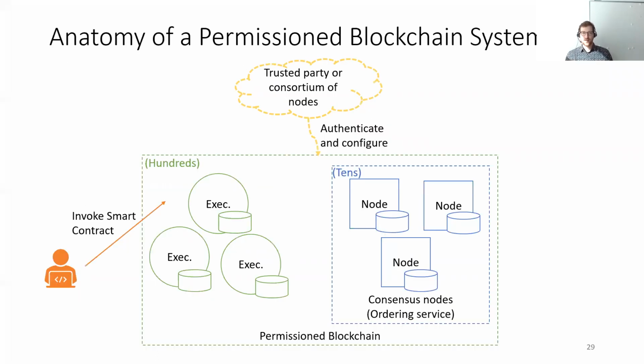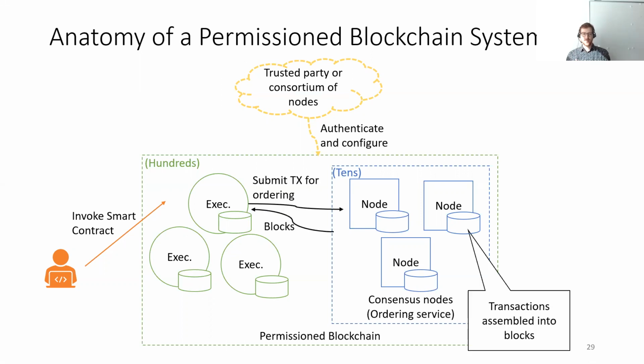Okay, so now if we look at how a permissioned blockchain system looks like, and this is a cartoon version of Hyperledger Fabric, but this is basically true for any other permissioned blockchain, it looks something like this. So we have logical roles. And again, these logical roles might actually be co-located on the same physical machine. You have some client who will invoke a smart contract, and these smart contracts will be executed on executor nodes. These executor nodes will submit transactions for ordering. Ordering is basically to find a global total order of the transactions, or to create the blocks in the blockchain, which is done by the consensus nodes.